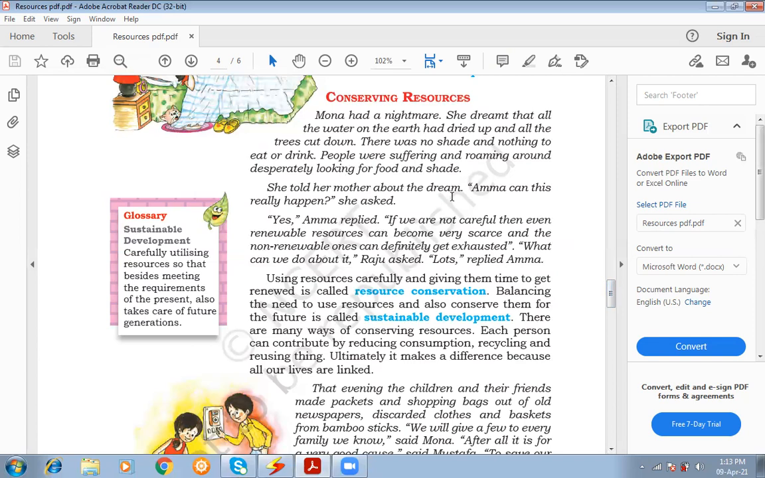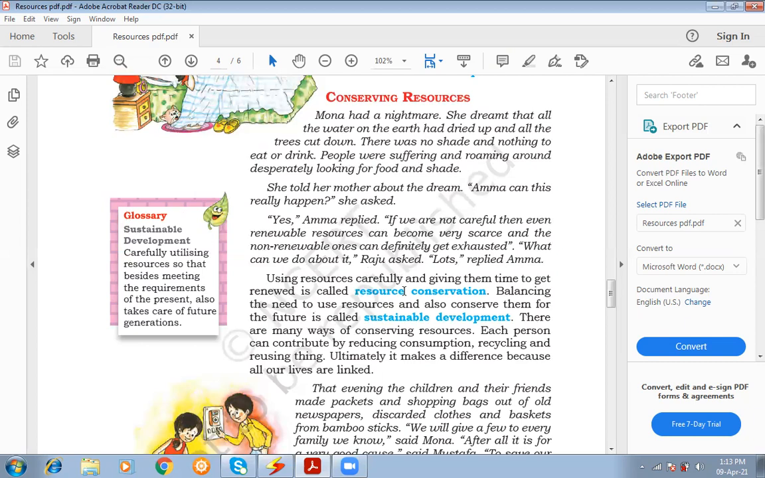So she told her mother about the dream. "Amma, can this really happen?" she asked. "Yes," Amma replied. "If we are not careful, then even renewable resources can become very scarce and the non-renewable ones can definitely get exhausted." "What can we do about it?" Raju asked. "Lots," replied Amma. Amma said that there are a lot of things which we can do, even small things that will matter a lot.